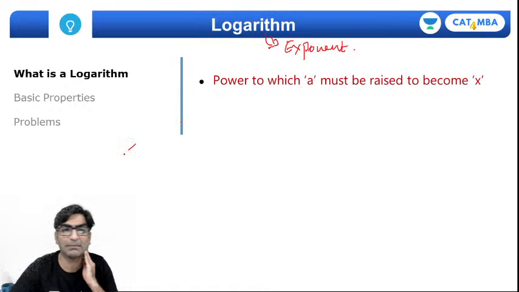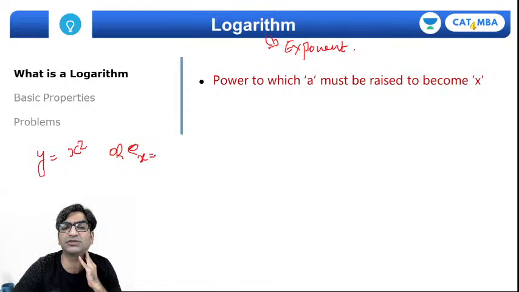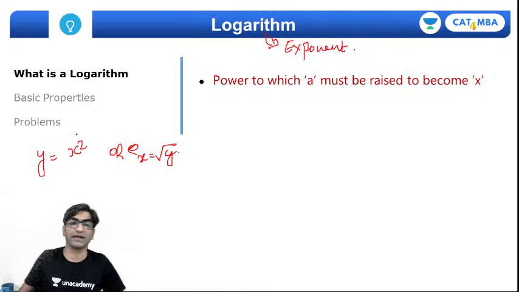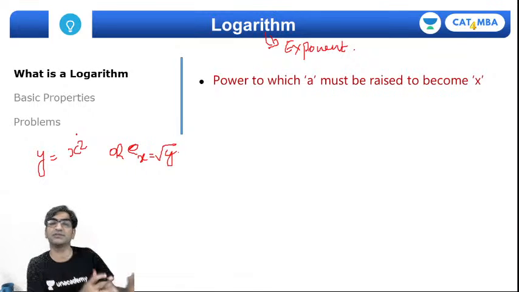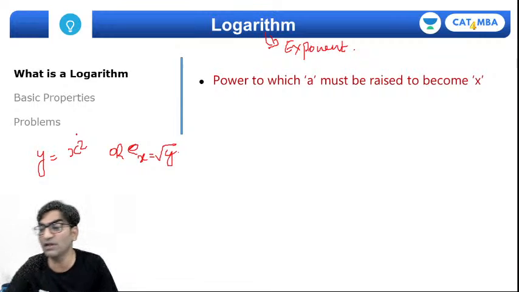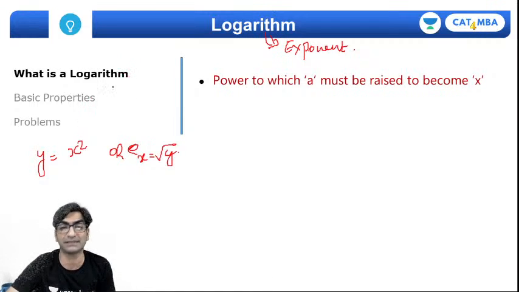Supposing मैं example लेता हूँ. Supposing मैं बोलूँ y is equal to x square. तो ये square वाला function हो गया. इसका opposite क्या हो गया? x is equal to square root of y. तो यहाँ square root और square sister functions हो गए, right? Which means I can, instead of saying y is equal to x square, you can also say x is equal to square root of y. Similarly, logarithm and exponent are sister functions. आप interchange कर सकते हो, है ना?